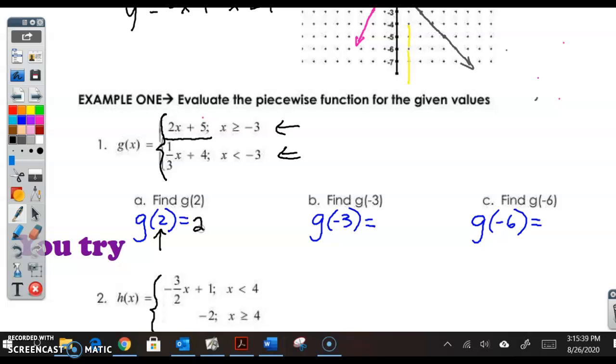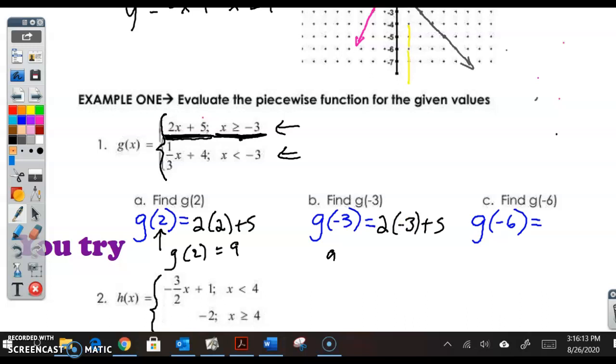So 2 times 2 plus 5. So g of 2 is 9. Let's go to negative 3. Which one is it in? Well, for g of negative 3, here's the x value. We're going to input it into this equation where x values are greater than or equal to negative 3. So we're going to use the same one. 2 times negative 3 plus 5, and that equals negative 1.